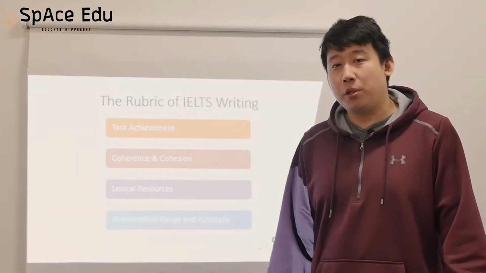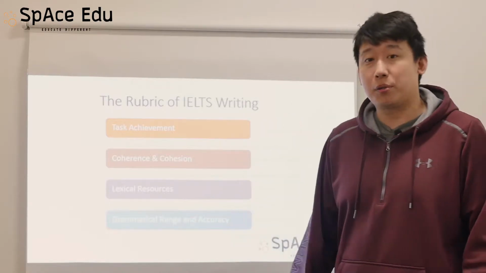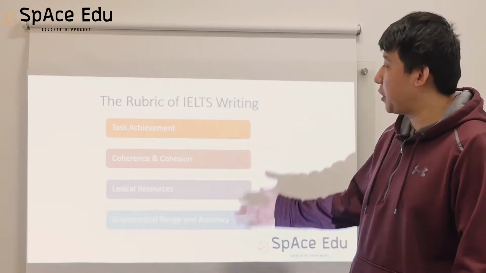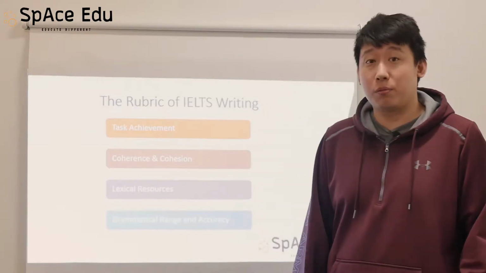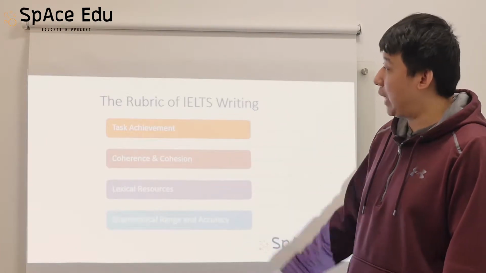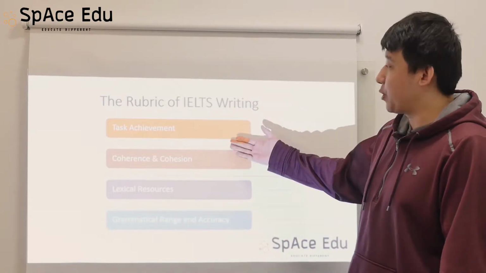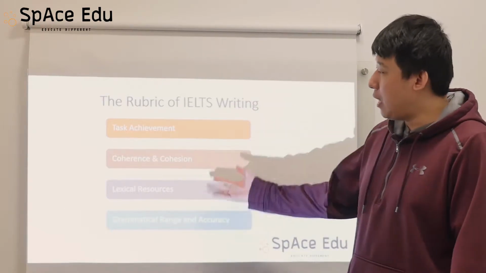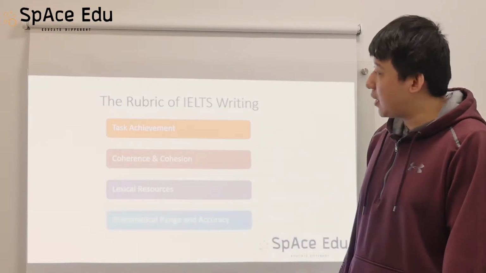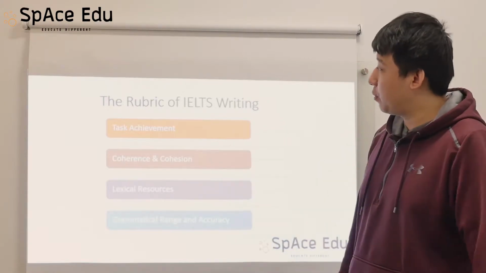Before jumping into the contents, let's have a quick review of the rubric of IELTS writing task 1. Basically, it's pretty similar to the rubric of IELTS writing task 2. And as you can see, all your essays will be evaluated on the basis of the following 4 factors: task achievement, coherence and cohesion, lexical resources, and grammatical range and accuracy. But there are some slight differences in the first and the second items. So let's have a closer look.